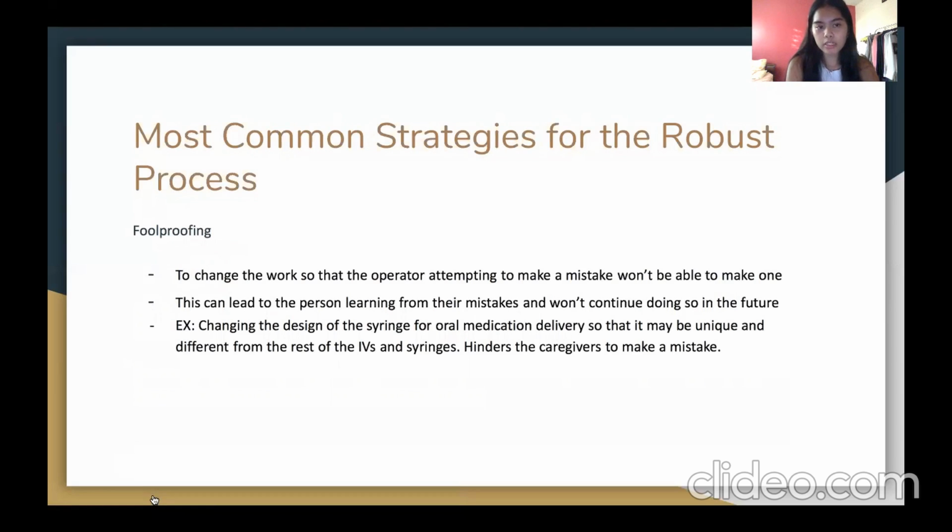Another common strategy is foolproofing. It is to change the work so that the operator attempting to make a mistake won't be able to make one. One of the benefits for this one is that it can lead to the person learning from their mistakes and not continuing to do so in the future. The example that they used in the book for this one is changing the design of the syringe for oral medication delivery so that it is unique and different from the rest of the IVs and syringes, so that the caregivers may know the differences and it can hinder them from making a mistake.